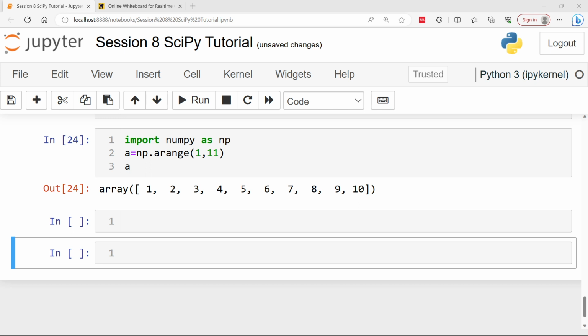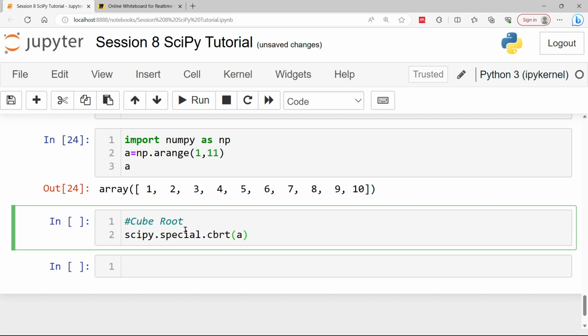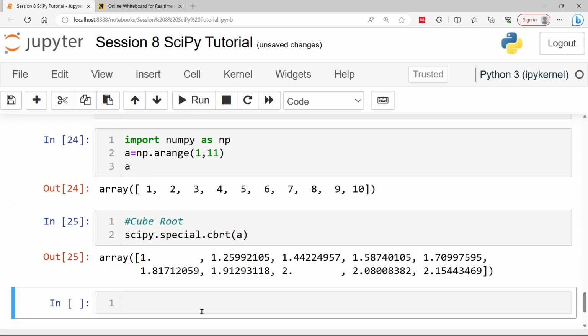Now we are going to find this cube root. So what's the cube root here? Let me give it here. Cube root is scipy.spatial.cbrt. This is the cube root of a. So let me run this code.